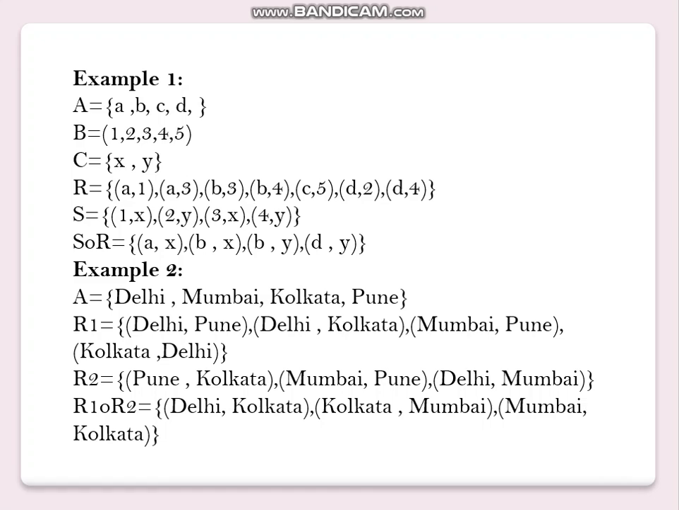c is related to 5. Since 5 is not related to any of the members of the set C, we cannot consider the relation. d is related to 2, 2 related to y, then d is related to y. d is related to 4 and 4 is again related to y, so we have the ordered pair (d,y) only. So this way S composed with R is written. You can consider the example 2 also. In the example number 2 again it is from A to A itself. So R1 composed with R2 will be Delhi to Kolkata, Kolkata to Mumbai and Mumbai to Kolkata.